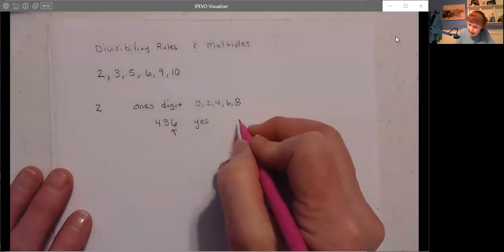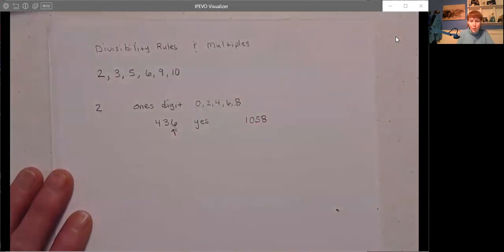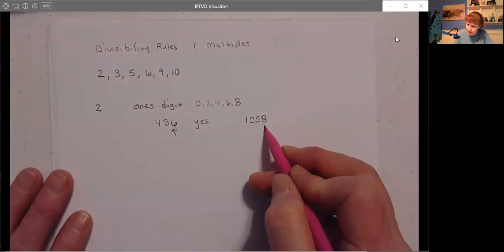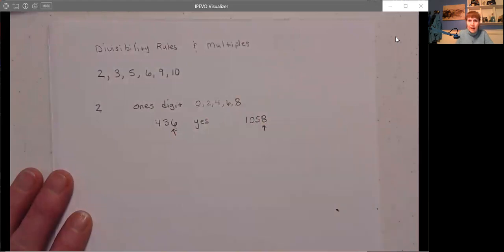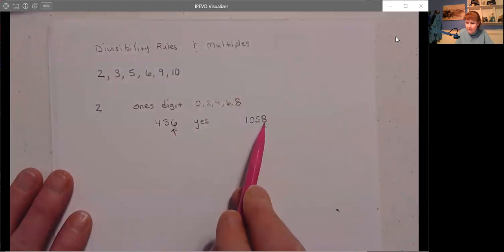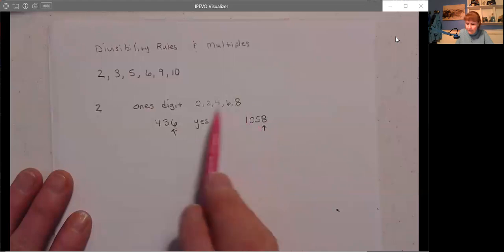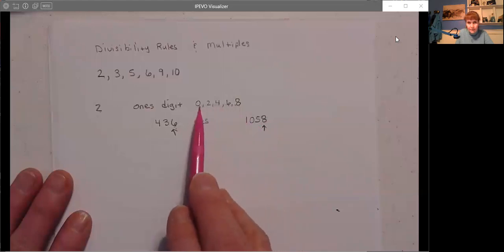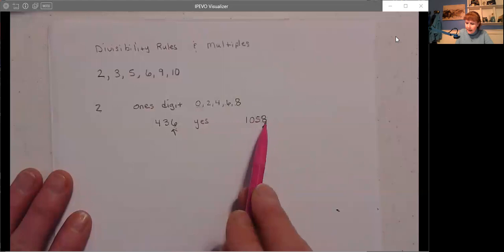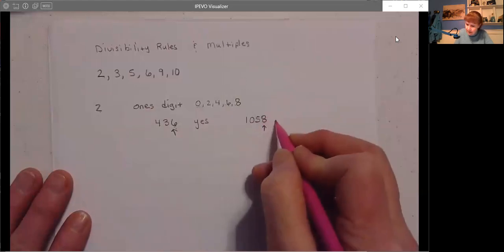Let's say that we have 1058. Is this divisible by 2? Well, the ones digit is an 8, okay? And so because it matches here, we call this number 1058 even because it ends in one of these digits here. Any even number is divisible by 2. So this one would also be yes.